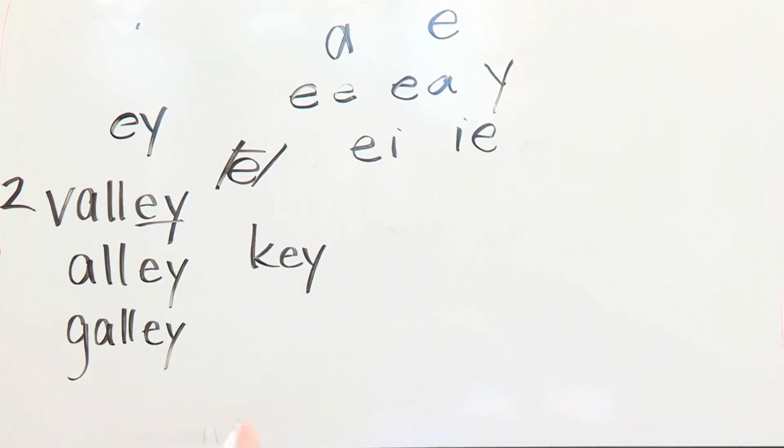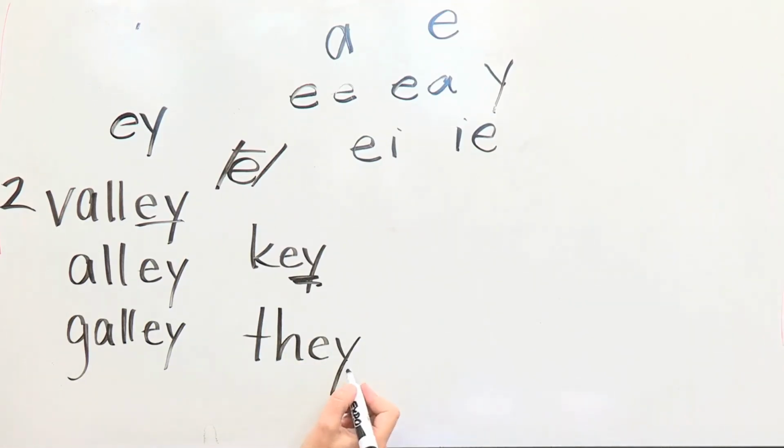So we have that. But you do need to be careful because EY can also make the long A. We have they, that makes the long A sound. So you do need to be careful when you teach that. There are always exceptions.